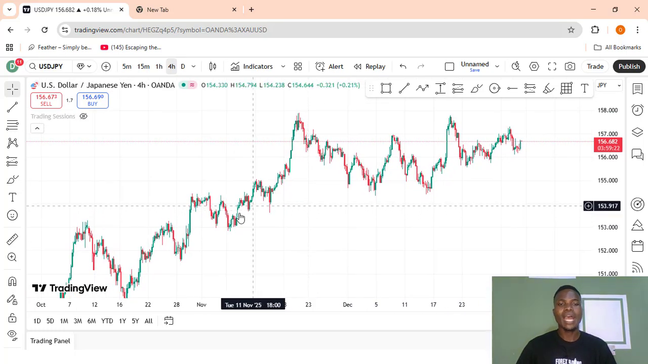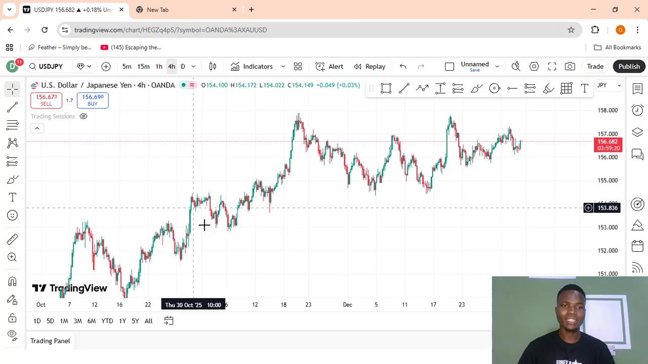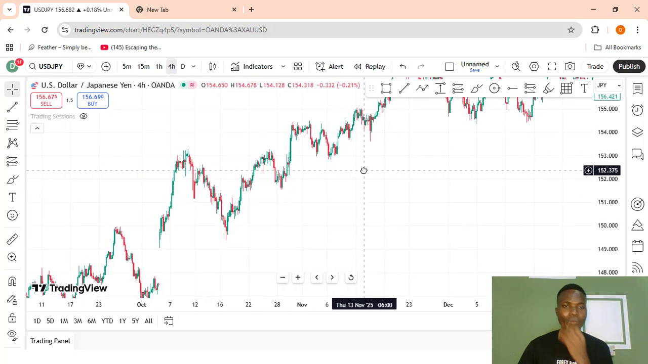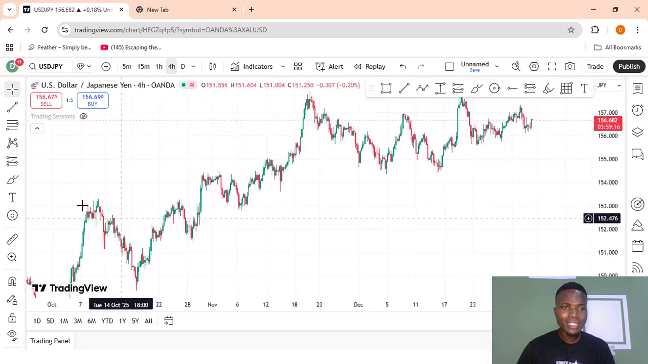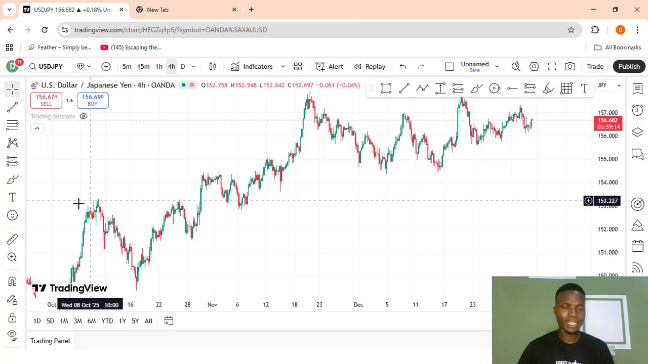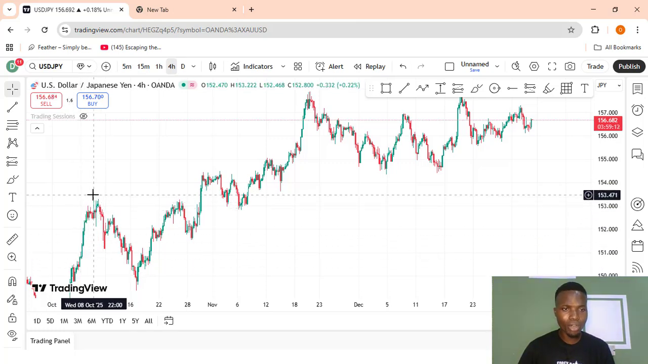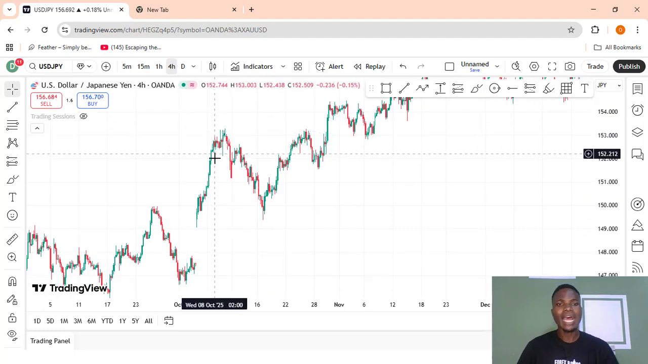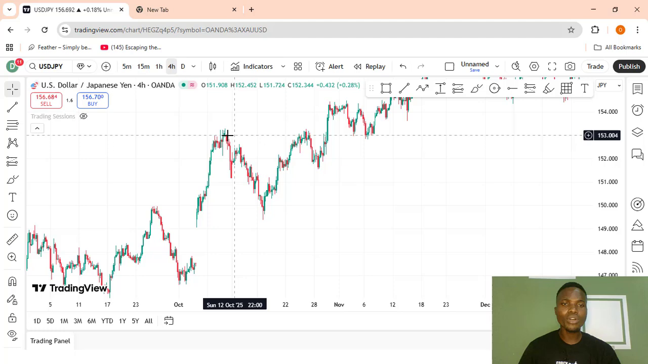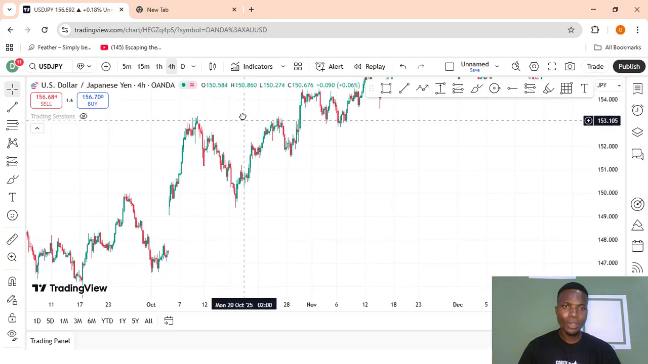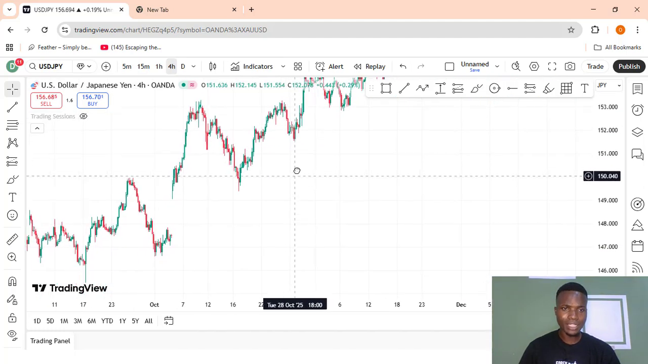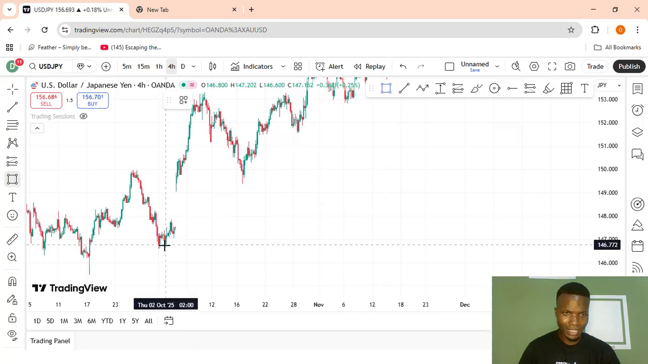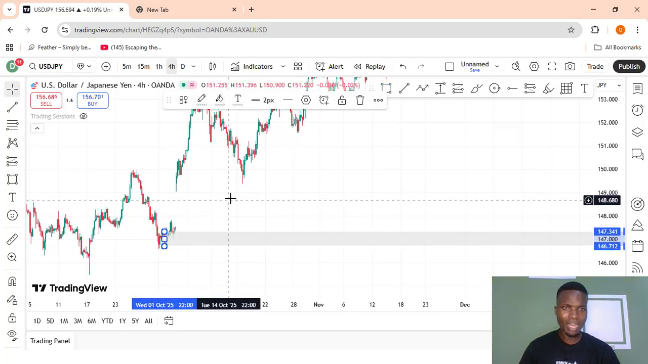Now I'm going to explain market mechanics for you right here. Let me start from here. You can see that price was pushing upward, and because price could not continue upward movements here, what actually happened is that we have a demand area here.